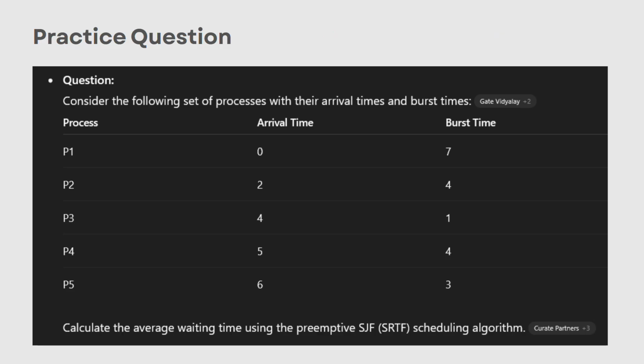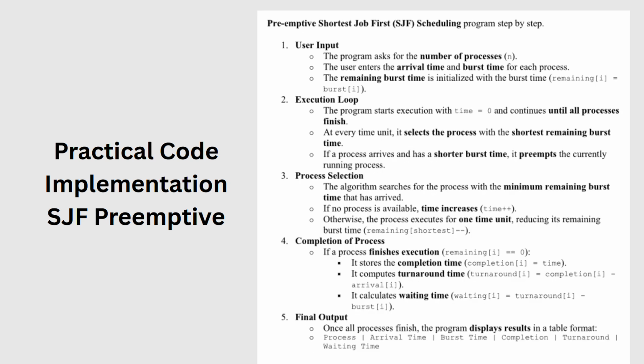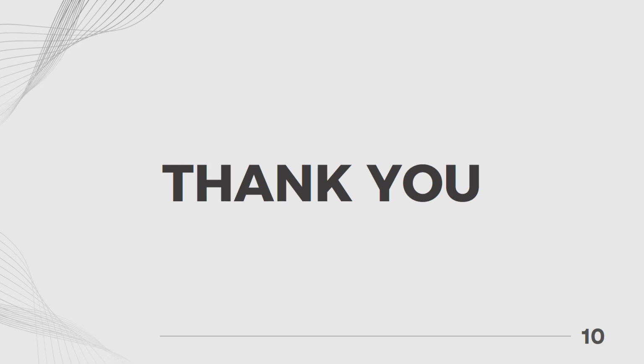And this is a practice question I have included. You can practice it on your own. This question came in the GATE examination also. So this is a practical code implementation for SJF non-preemptive. I have shown you the execution of code, and you can create your own code by following this algorithm. And this is a practical code implementation for SJF preemptive in nature. So thank you.